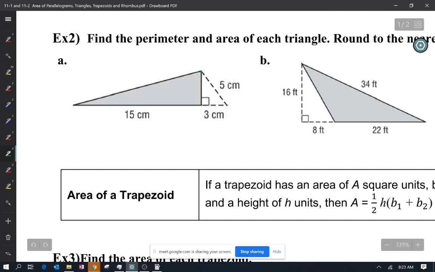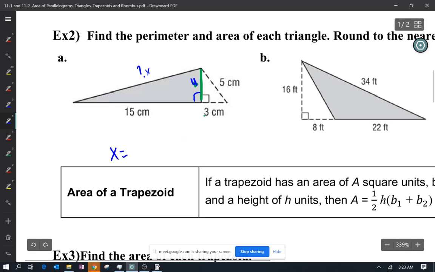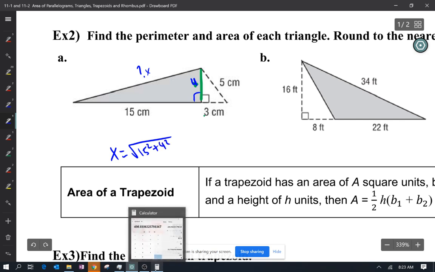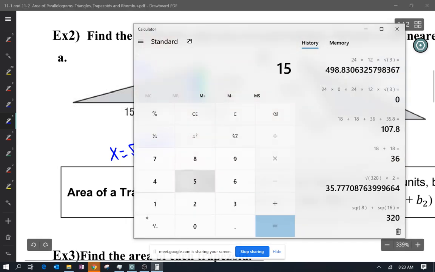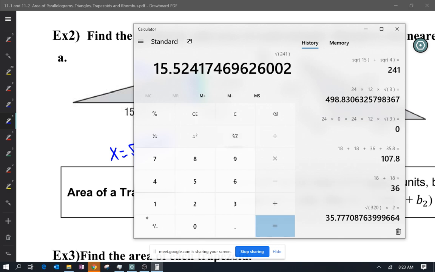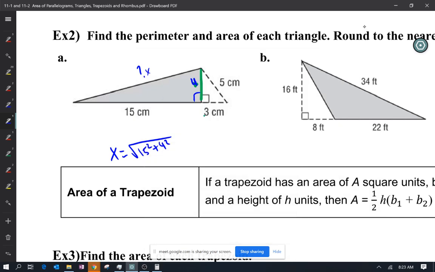Let's do first things first. We need to figure out what this is. That's h. Ooh, 3, 4, 5. So h is 4. I also need to find this to find the perimeter, so I might as well just calculate that right now. I'm going to find that using the Pythagorean theorem. So call that x. x is going to equal the square root of 15 squared plus 4 squared. So what do we get? 15 squared plus 4 squared, 241 square rooted, about 15.5. So this is about 15.5.